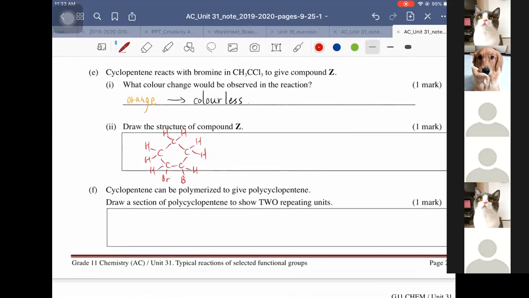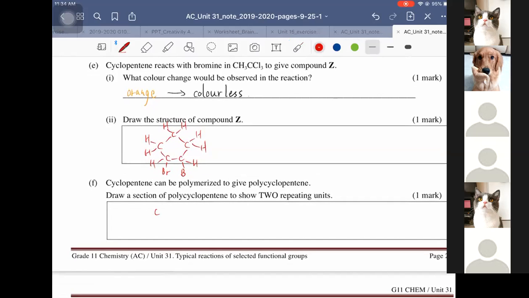So let's draw the first repeating unit. We are going to have this one. Remember, from the point where we have the double bond, it will be connected to the second repeating unit. So also do that, and make sure you have drawn the hydrogen as well.